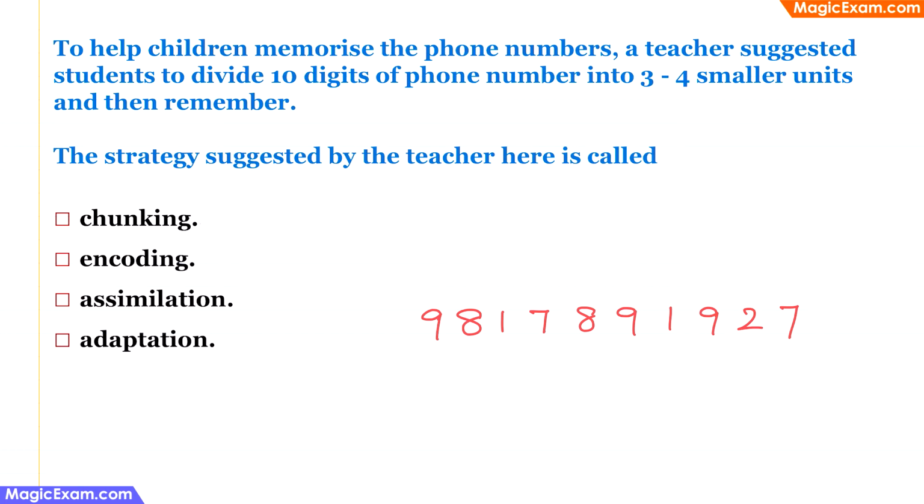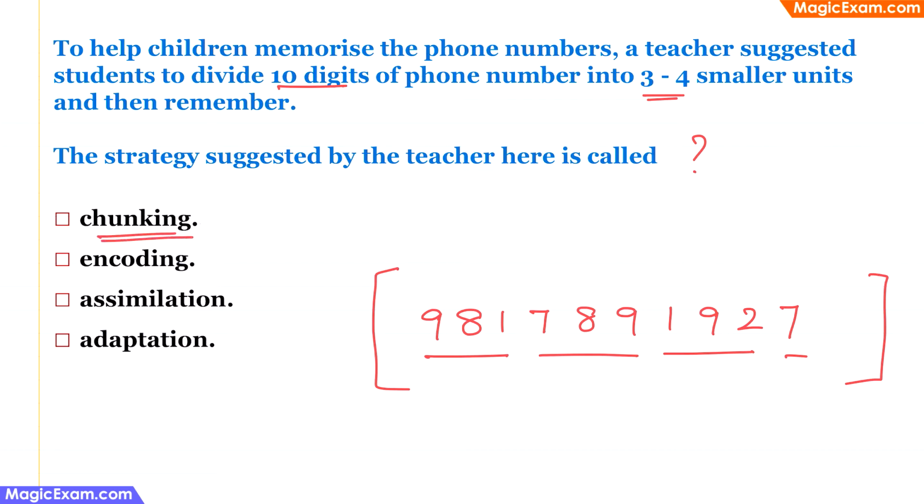To help children memorize phone numbers, a teacher suggested to divide 10 digits of the phone number into 3 or 4 smaller units and then remember. This strategy suggested by the teacher is called what? Now, for example, if a child has to remember a 10-digit phone number, then what the teacher is suggesting is to break it down into smaller units such as 981, 789, 192 and 7. So by breaking it down, the children can remember the number easily. So this is nothing but chunking because you are breaking down the number into smaller chunks or pieces. Therefore, the correct answer here is chunking.